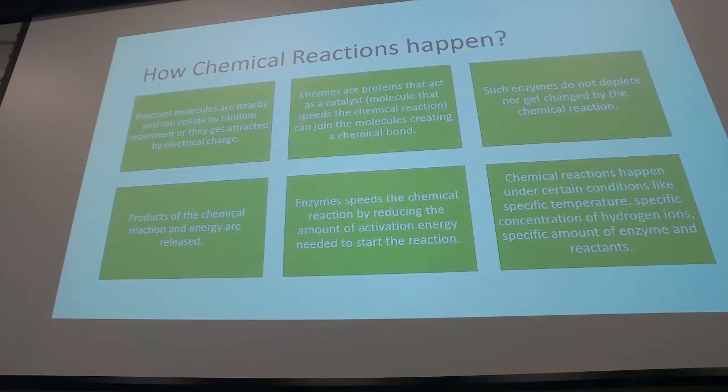For the opposite, when you have lower than 7, that will be acidic pH. Let's put it this way. So it will be lesser than or equal to 6.9.